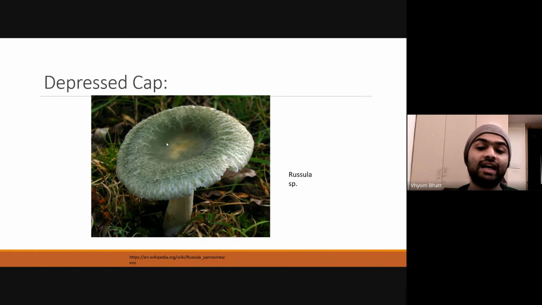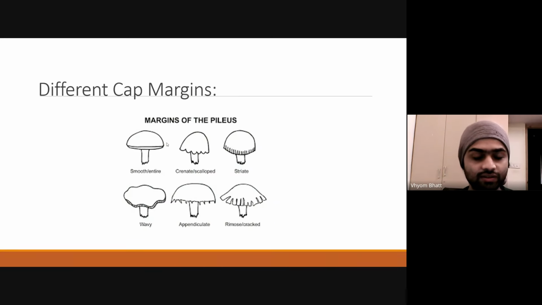Then there is a depressed cap. A depressed cap will have a longer trough in the center, compared to an umbilicate cap. This is an example of Russula parvovirescens. Yeah, the Russulas are very beautiful. So again, see the depressed cap. So capturing the mushroom's cap morphology is very important for identification.